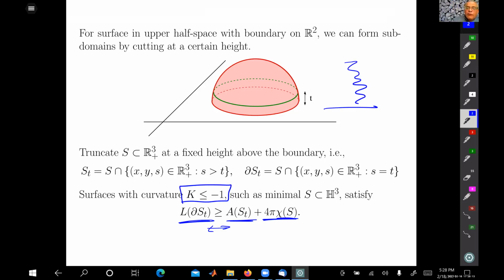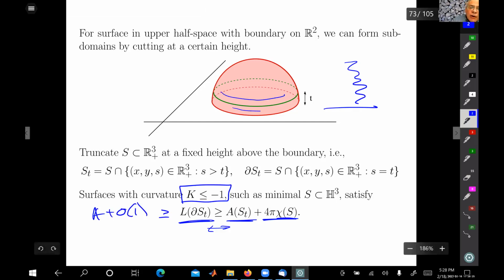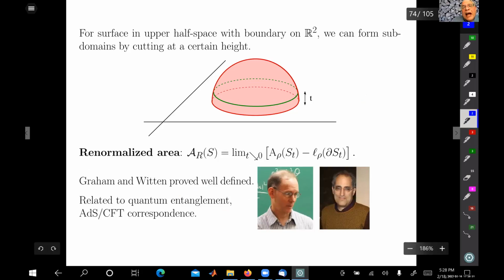Now the question is, what about on the other side? Could we get an upper bound, which is an additive factor? So this is saying as we take our truncations further and further out, it's sort of like saying that length and area grow at the same rate. This is sort of a Cheeger kind of inequality. We're saying asymptotically is the Cheeger constant 1 in a very precise sense. And this has a name. This is called renormalized area.